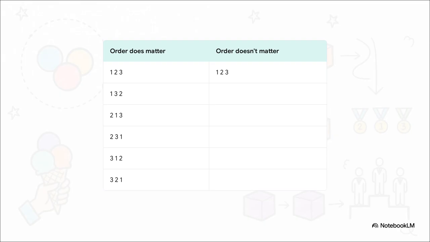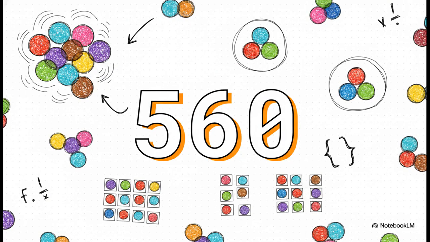So to find our combinations, we literally just take our permutations and divide them by the factorial of our group size. And when we actually do that math, dividing our 3,360 permutations by 6, which again is the number of ways those 3 balls can be redundantly ordered, we get exactly 560. This is known in mathematics as the n-choose-r formula, or the binomial coefficient. It takes the massive, overwhelming possibilities of permutations and beautifully shrinks them down to 560 perfectly manageable combinations.